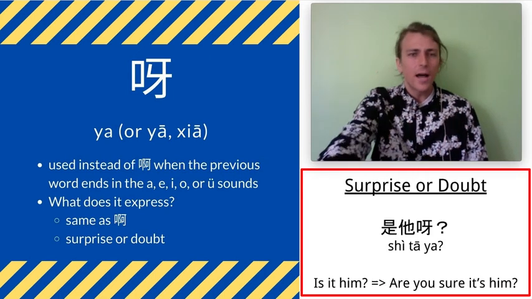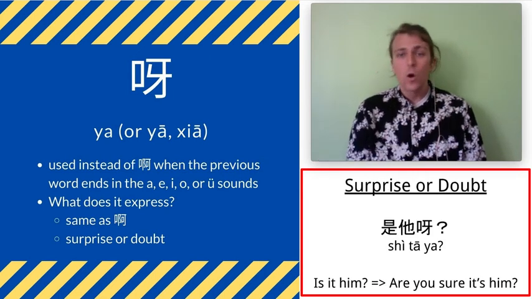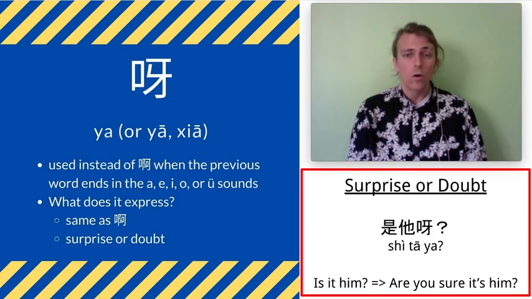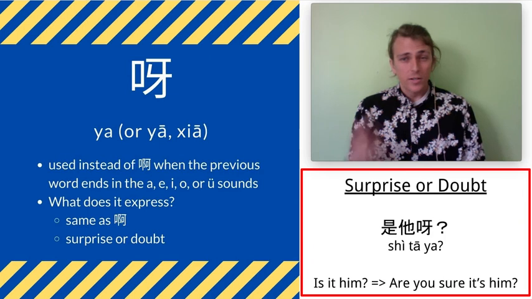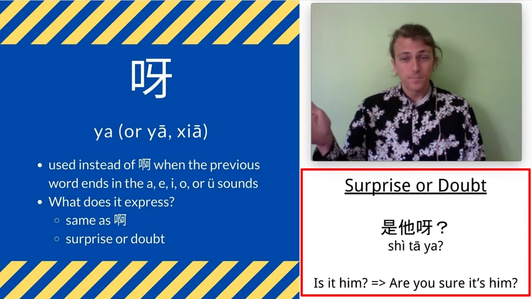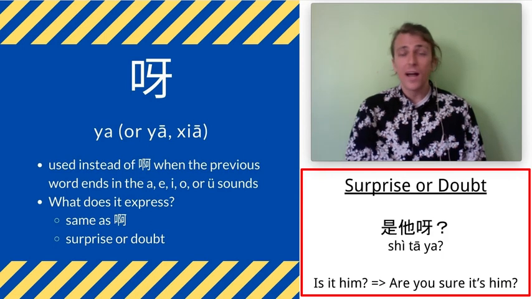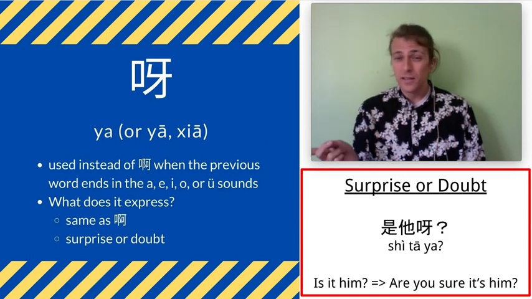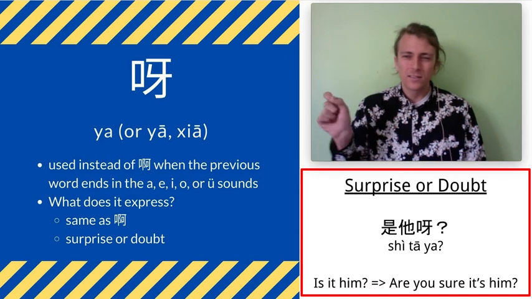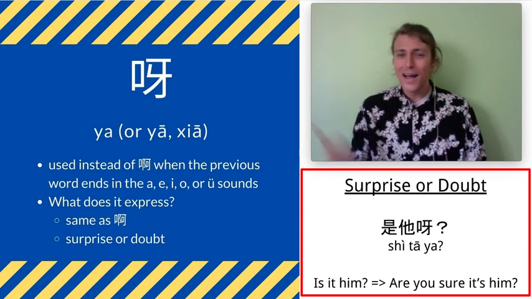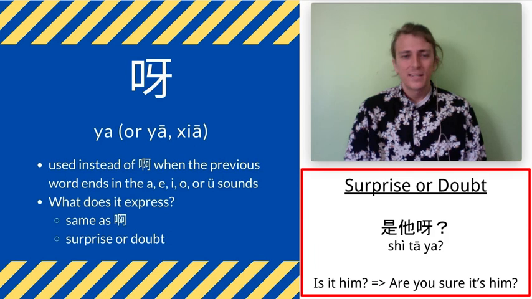Okay. Also, ya can be used to express surprise or doubt in a situation. So, for example, if I say 是他 as a question, 是他, is it him? That just is a general question, is it him? But if I say 是他呀, that means, are you sure it's him? Or I doubt it's him for some reason. So, 是他呀, 是他呀. And usually if you're using it for surprise or doubt, it's a little drawn out. 是他呀. Yeah. So that's ya.